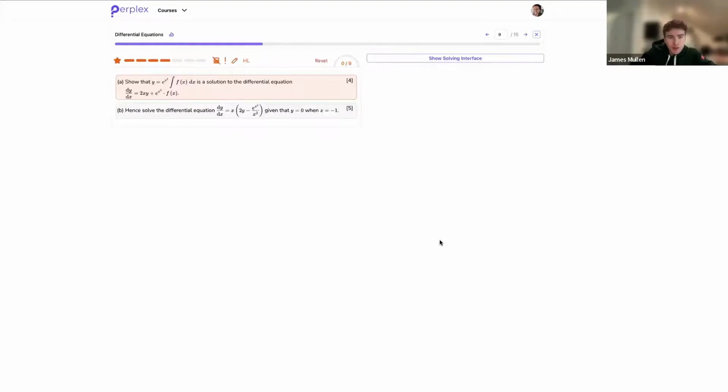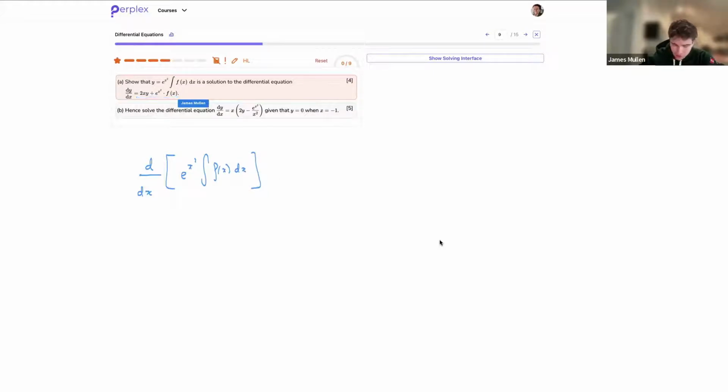In part A, we're trying to show that y is equal to e to the x squared times the integral of f of x is a solution to the differential equation dy by dx is equal to 2xy plus e to the x squared f of x. Oh my God, what a mess. Let's try and think about what this is saying. So I'm given a certain y that is supposed to satisfy a differential equation. So that means if I plug it in, it should actually work. So in particular, if I took d by dx of e to the x squared integral of f of x dx, I should get this right-hand side.